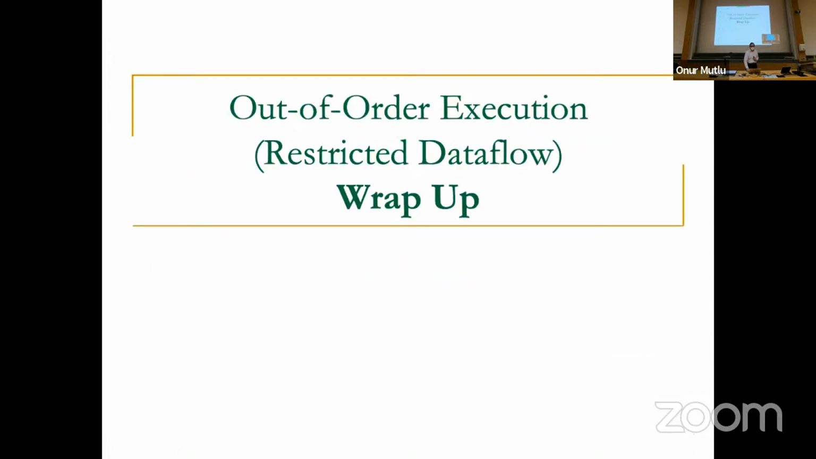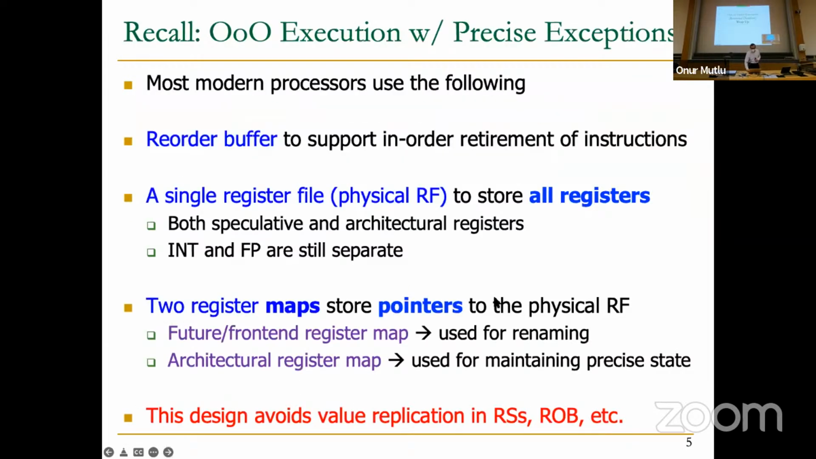Okay, so I want to wrap up out-of-order execution. Part of yesterday's lecture, I'm going to cover it again, relatively quickly, hopefully, just to jog your memory. But essentially, this is what's used by modern out-of-order processors, almost all modern out-of-order processors. They use a reorder buffer to support in-order retirement of instructions because they're going to execute instructions out of order. They use a single register file to store all registers. Remember, we don't want to replicate the values all over the place. Reorder buffer, reservation stations, architectural register file, front-end register file. Instead, we centralize the values into a single physical register file. These include both architectural registers as well as speculative registers, renamed registers, in other words.